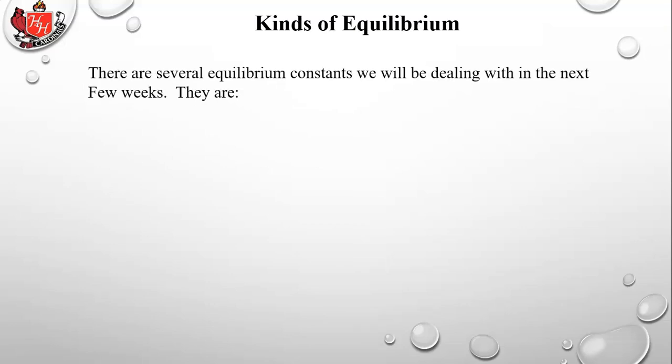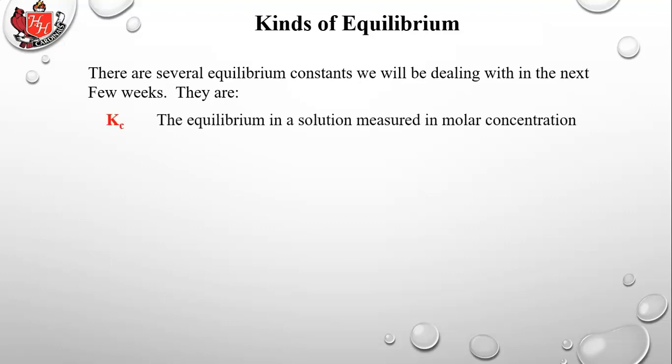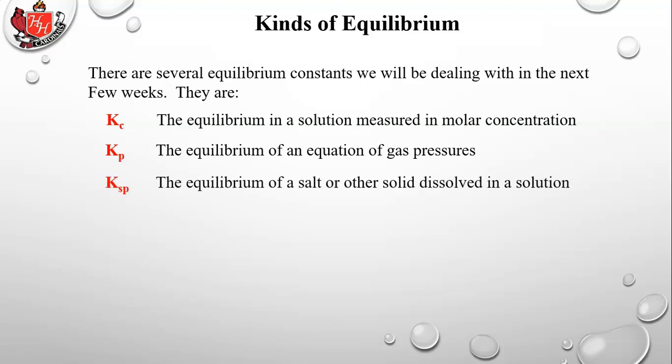Okay, there are several equilibrium constants we will be dealing with in the next few weeks. Kc is the equilibrium in a solution measured in molar concentration, so that's what the C stands for, concentration. Kp is the equilibrium of an equation of gas pressures, and those are treated mathematically, and the way you solve those problems is exactly the same as for concentrations. But it's K sub P, and that's for gas pressures. Ksp is the equilibrium of a salt or other solid dissolved in solution.